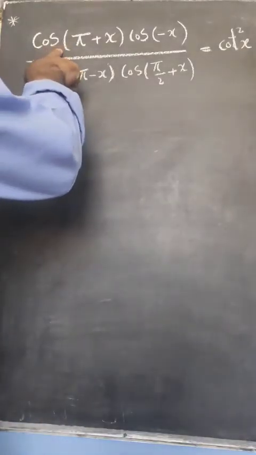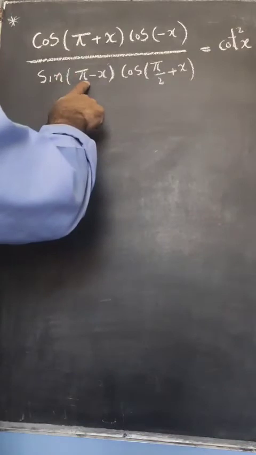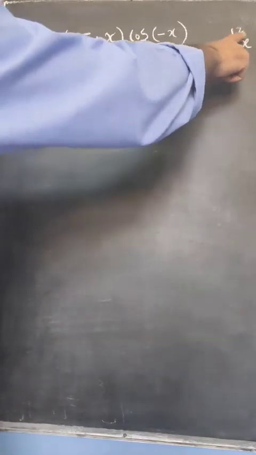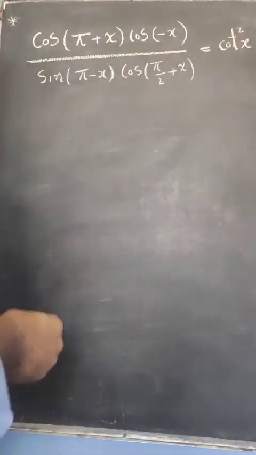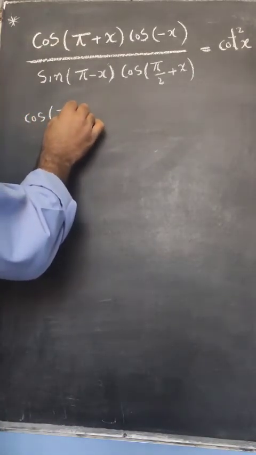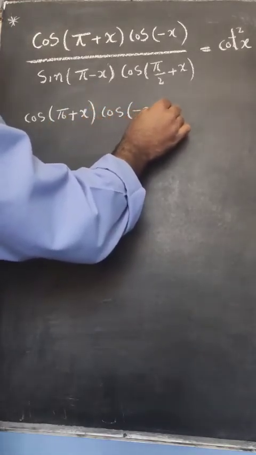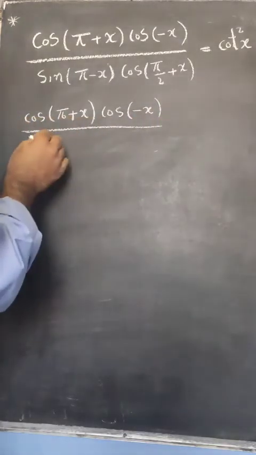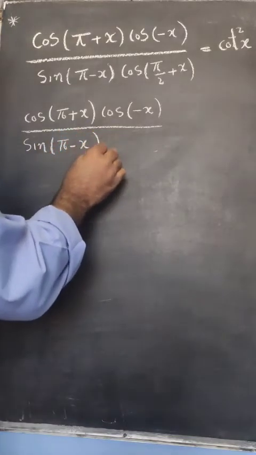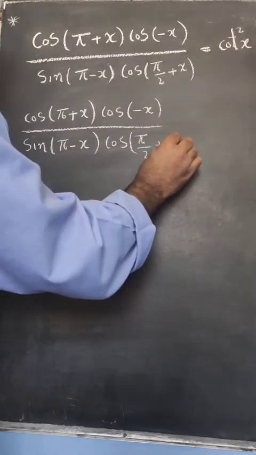In this question we had to prove cosine of pi plus x times cosine of minus x divided by sine of pi minus x times cosine of pi by 2 plus x is equal to cotangent square x. So let us take LHS. We have cosine of pi plus x, cosine of minus x divided by sine of pi minus x, cosine of pi by 2 plus x.